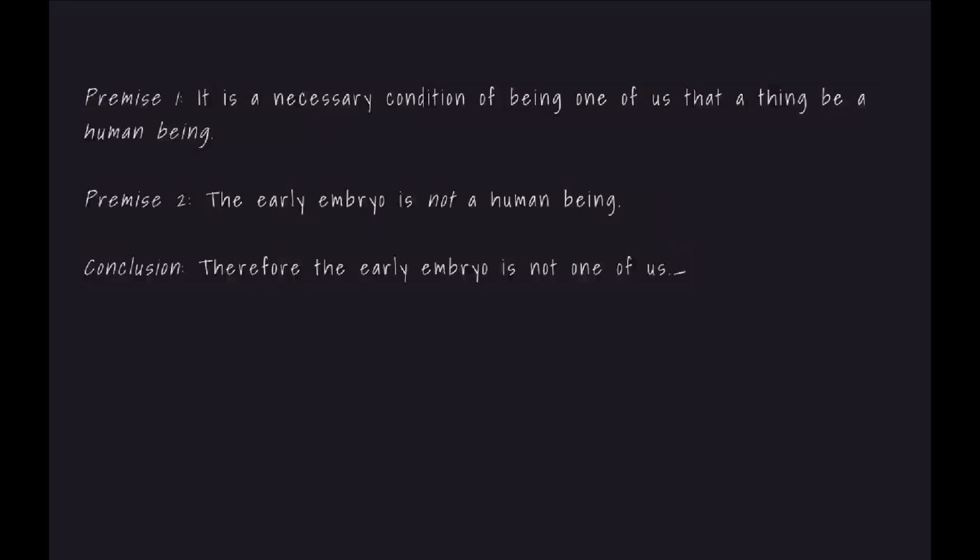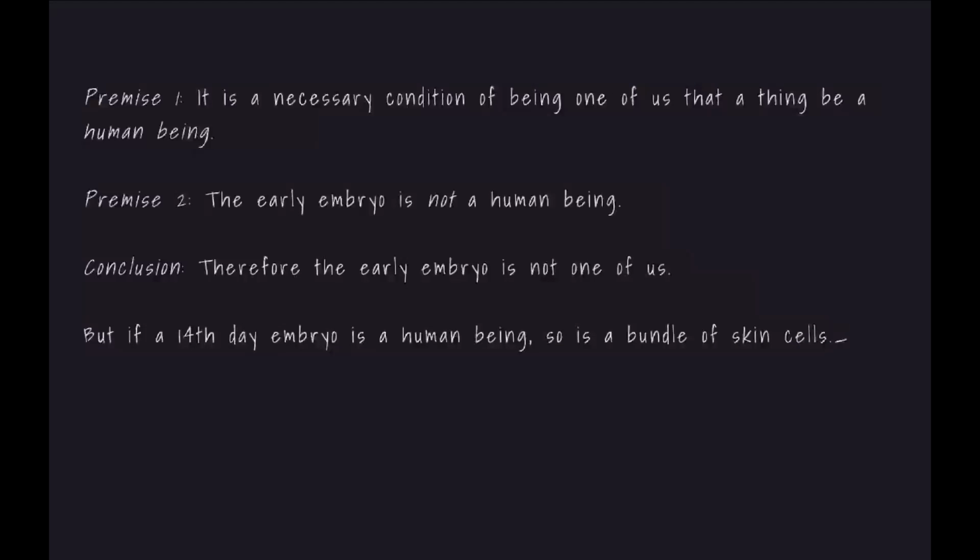Still, we have a problem with accepting that being a human being is the necessary condition of being one of us. To accept this is to accept that before the 14th day, the embryo is morally equivalent to the bundle of skin cells under our fingernail when we scratch our head, for instance. Both are human, but neither is a human being, and neither therefore can be said to have the right to live.